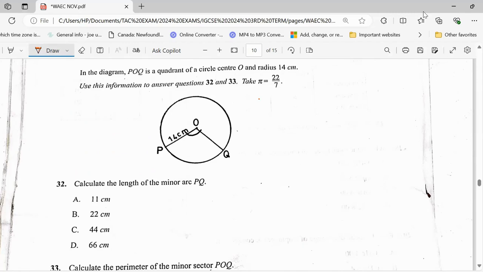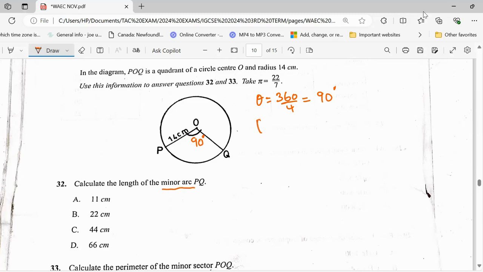Since it's a quadrant, our angle theta is actually, when we say quadrant, 1/4 of 360, which is 90 degrees. So this angle here is 90. A quadrant is when you divide the circle into 4 equal sectors, each part is a quadrant. So now we have the radius. We are looking for the length of the minor arc, which is this length PQ.